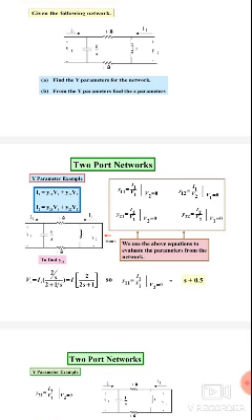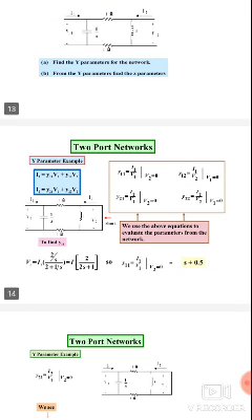First, the Y parameter standardized equations. I1 is equal to Y11 V1 plus Y12 V2. I2 is equal to Y21 V1 plus Y22 V2. Next, substituting these values in the standard equations: I1 is equal to Y11 V1 plus Y12 V2, and I2 is equal to Y21 V1 plus Y22 V2.